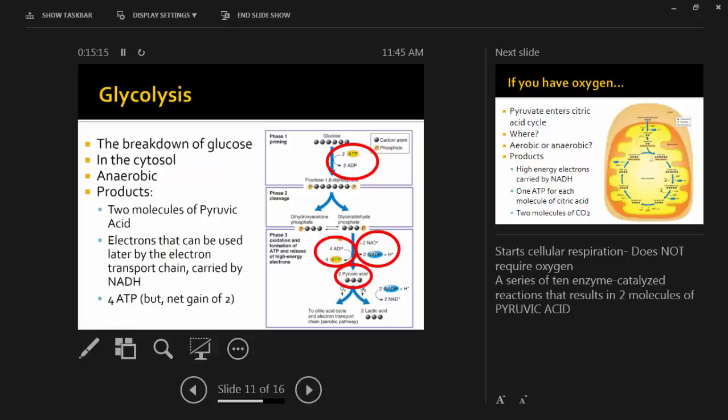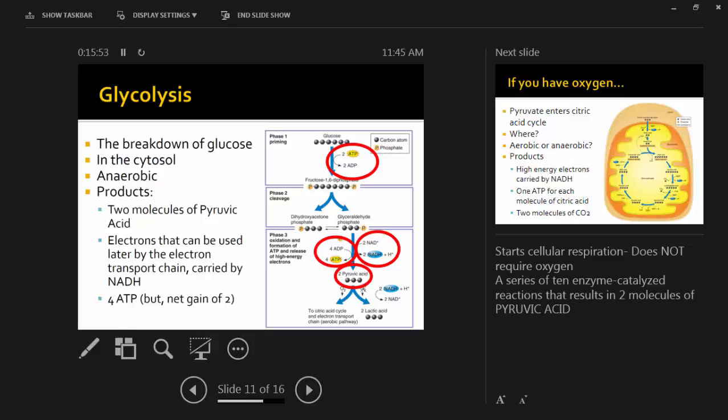It produces the pyruvic acid. It also produces electrons, and I'm saying electrons and circling this funny NADH thing over here because NADH is an electron carrier. So electrons are high energy. They get used later on in this process, and they're carried by NADH. So anywhere you see NADH, it's carrying electrons, okay? And you also are producing 4 ATP, but you've used 2. So you only have a net gain of 2 from glycolysis.